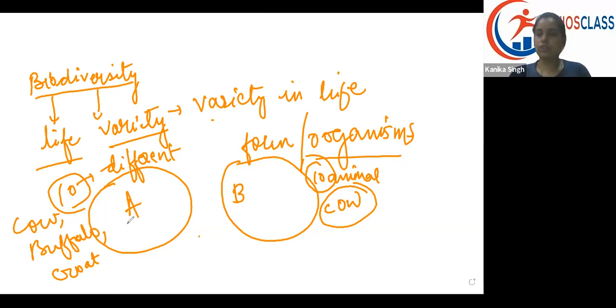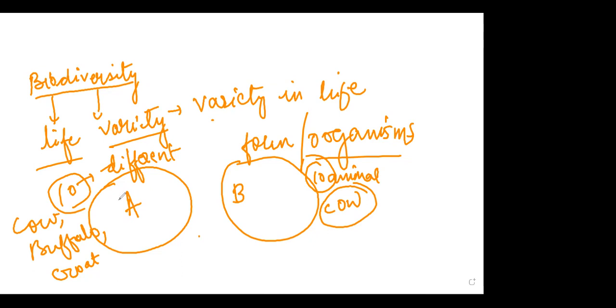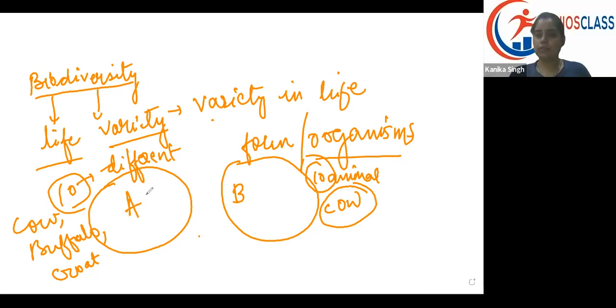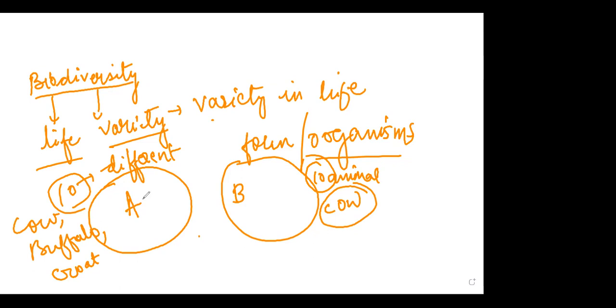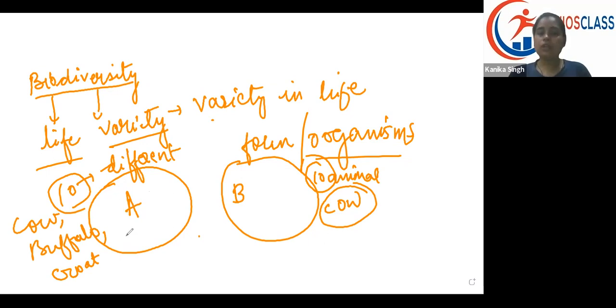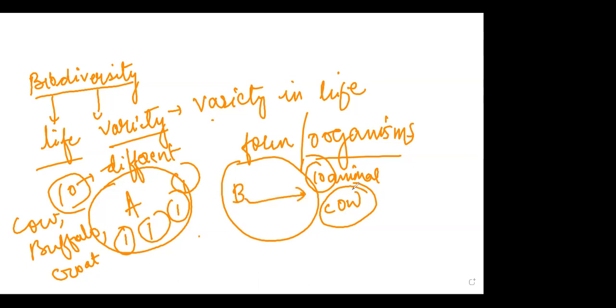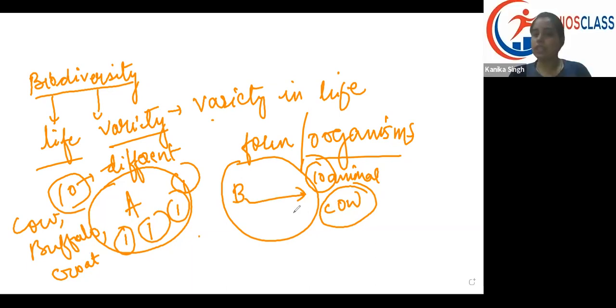Ayush, this is for you. So where are you finding more diversity? In A. Yeah, correct. So in A, even if you have only one organism in each type of organism, you have the variety of organisms over here. But in case of B, the number is the same, but only cow you are having, no diversity at all.